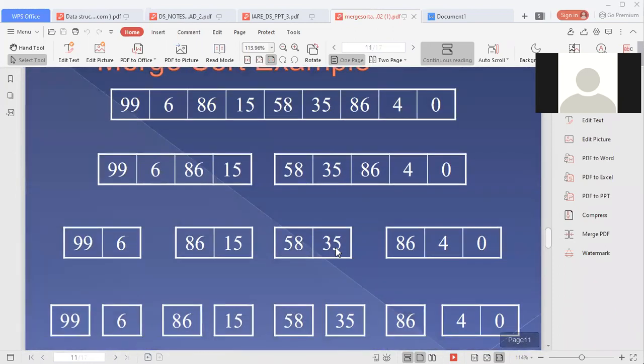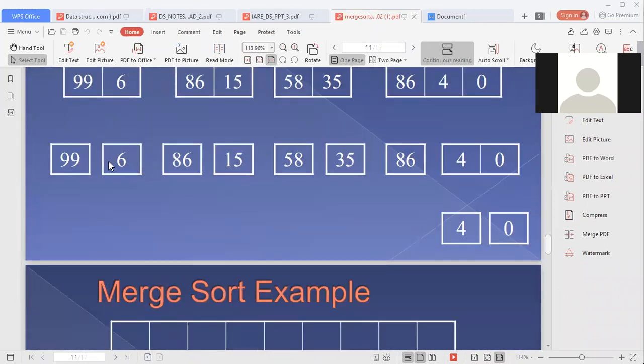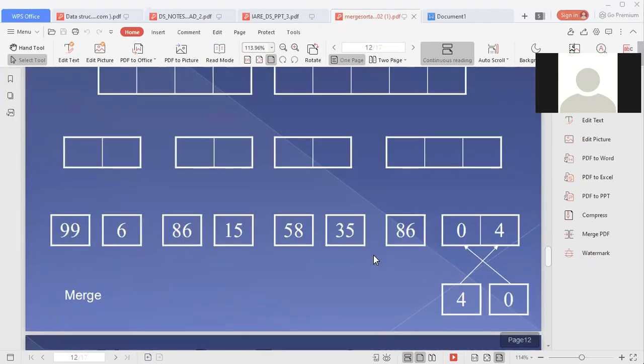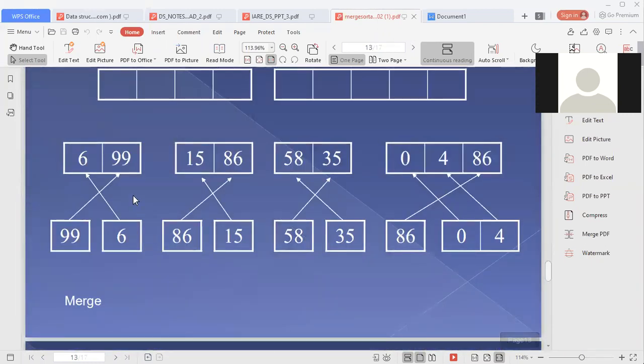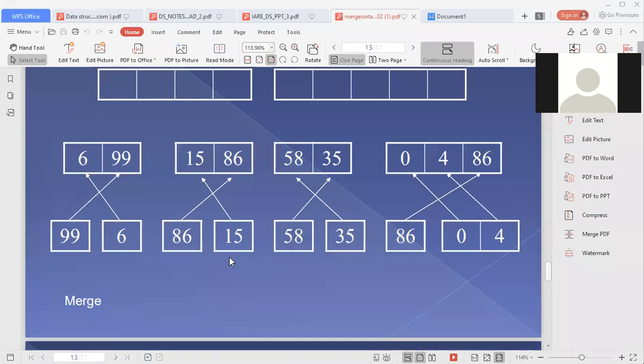The next one is what we do with 99 and 6, which came below. What happens to 99 and 6 if we sort them? If you sort 99 and 6, it is 699. So the remaining positions we can observe here. We leave this blank because we are going from bottom to top. 99 and 6 are compared and sorted in the form of 699. Look from bottom to top: 99 and 6 became 699, 86 and 15 became 15 and 86, and these remain as they are. So far it is clear.